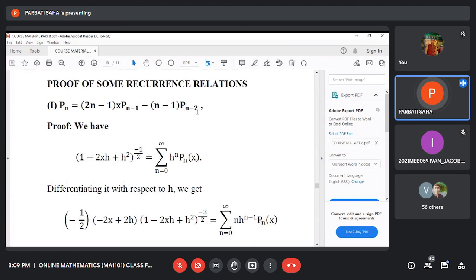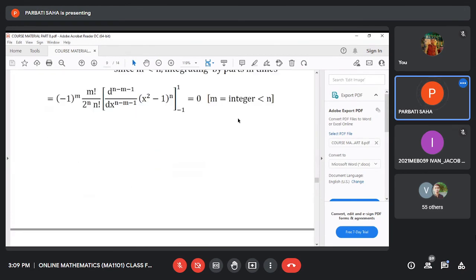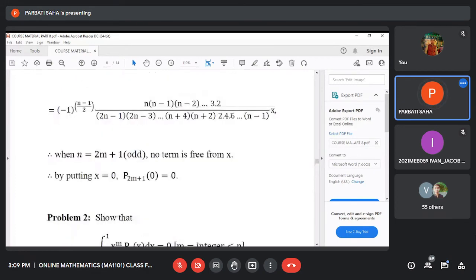Now you have to prove some recurrence relations like this. P_n equals to this. We have to prove this. You see, we can write this generating function. Already I have discussed this situation. Just you observe again.